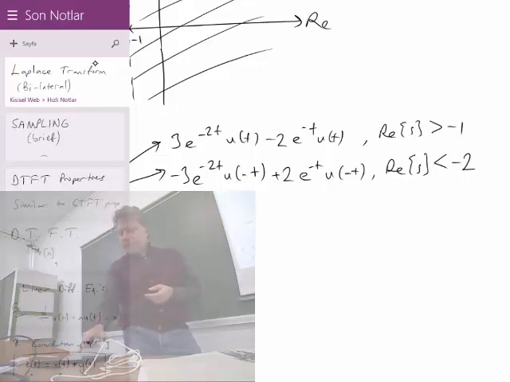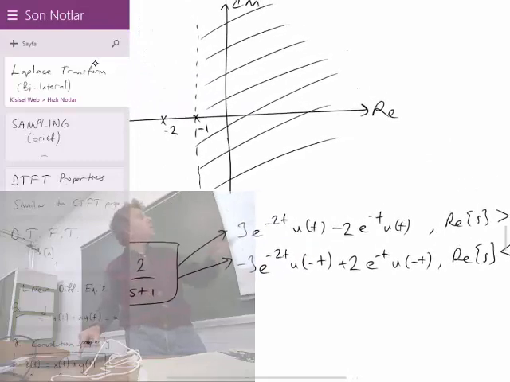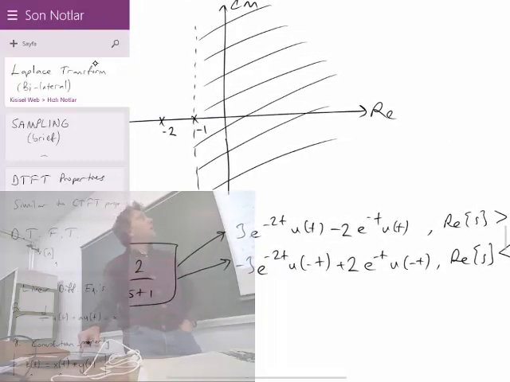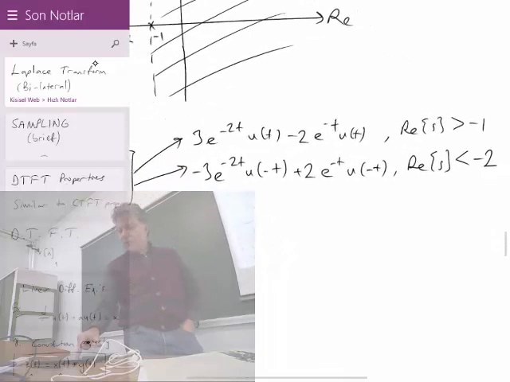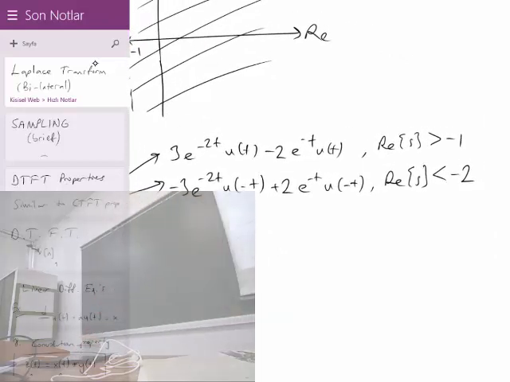And that's why the real part of s greater than minus 1, which is this region of convergence, includes the j omega axis. So for the first one here, we have the region of convergence including the j omega axis, which is the nicely behaving signal or the nicely behaving system. That's the good one.